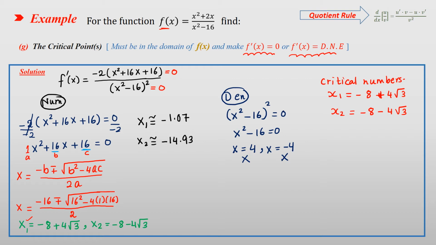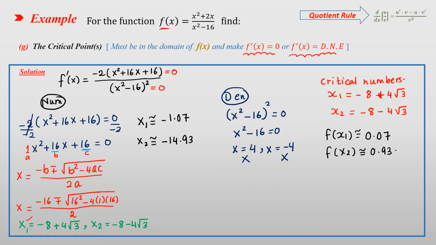So now you have to use a calculator to substitute these values. By calculator I have that f of x1 equals 0.07 and f of x2 equals approximately 0.93.